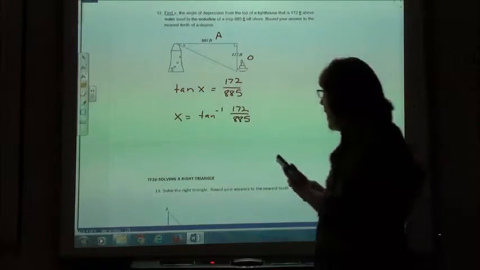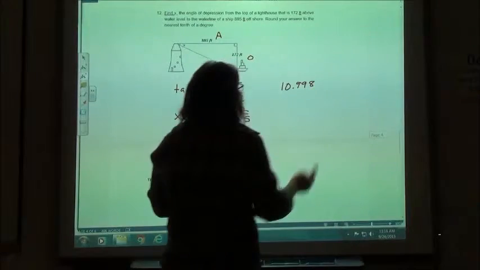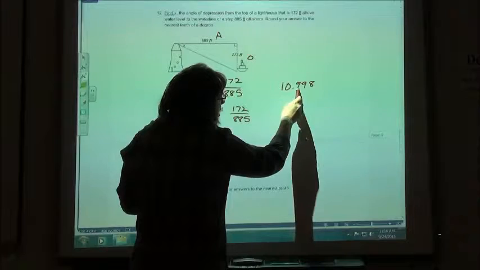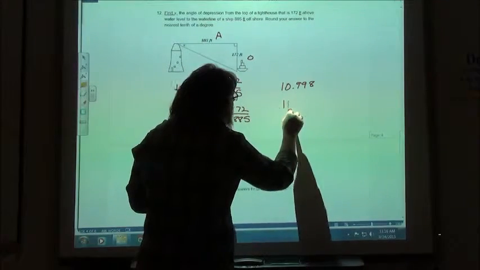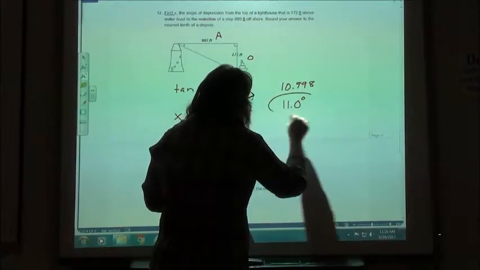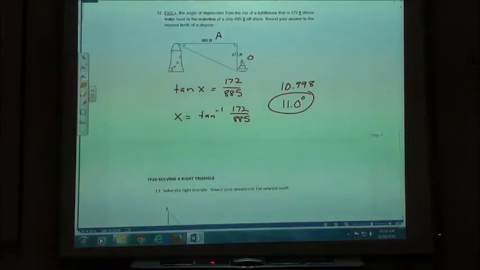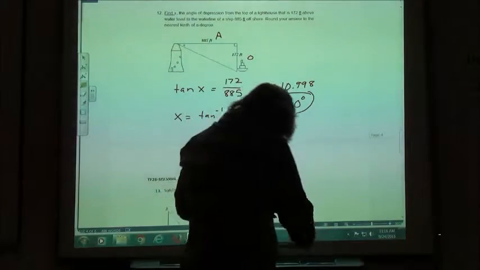And so I get 10.998. I round it to the nearest tenth. 9 rounds up to 10, which I have to carry, so that's going to round off to 11.0. Since it tells me to round to the nearest tenth, I do want to show that tenth spot is a 0, so 11.0 degrees is how they're going to want to see that one.